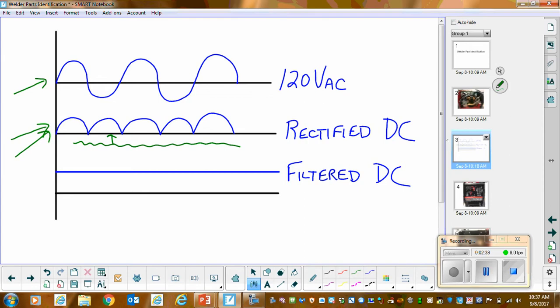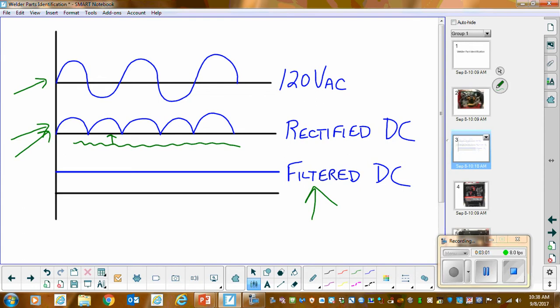However, it's not really clean. So what we have to do now is we want to filter it. When you have your car or your truck and the battery dies and you charge it back up, if you were to put what's called an oscilloscope on it, or simply look at that waveform, this is what you would see, a nice straight line. That's a DC battery voltage.